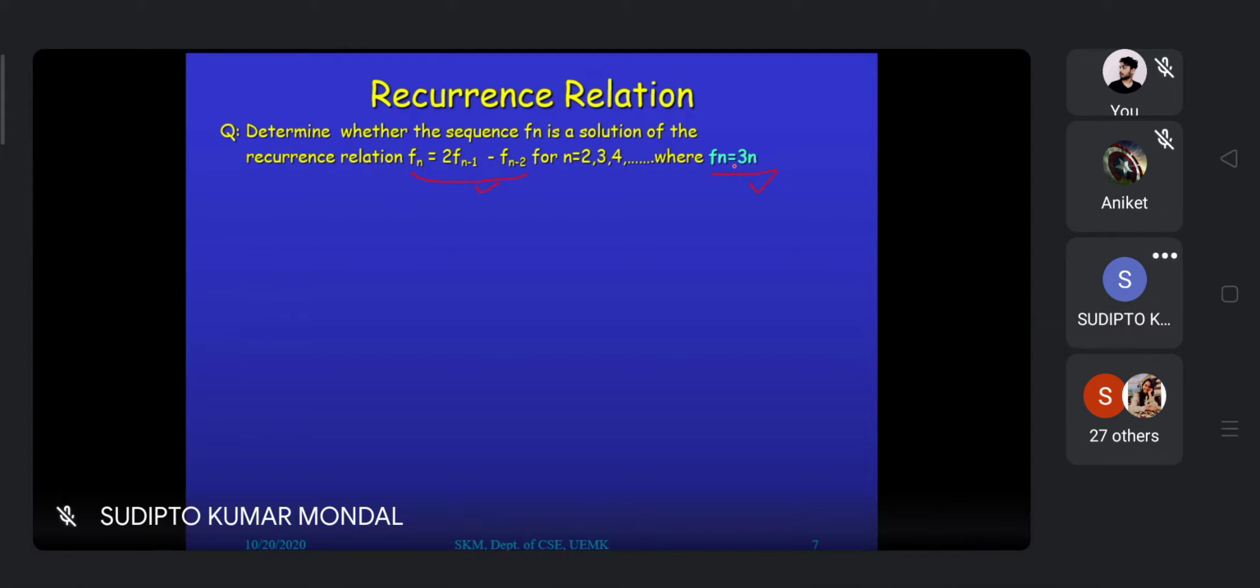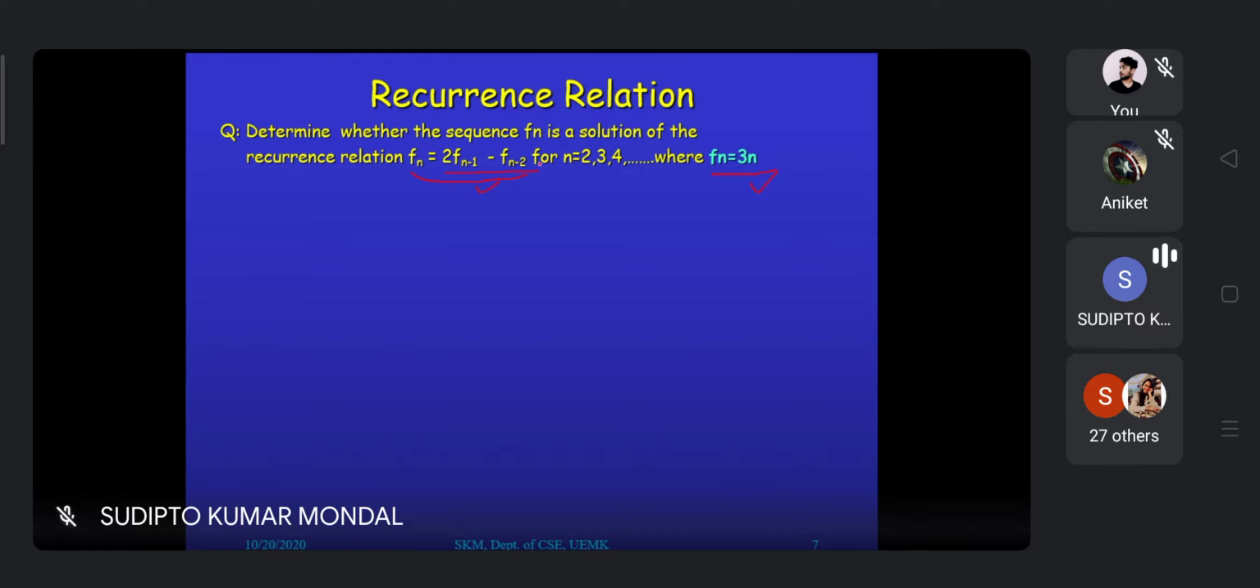But this time it is asking whether this solution, Fn equals 3n, is a solution of this recurrence relation or not. So simply what we can do is put this into the equation and determine what kind of values we are obtaining. So the recurrence relation, we have to observe it carefully. The recurrence relation Fn equals, the right hand side is saying, 2Fn minus 1 minus Fn minus 2.